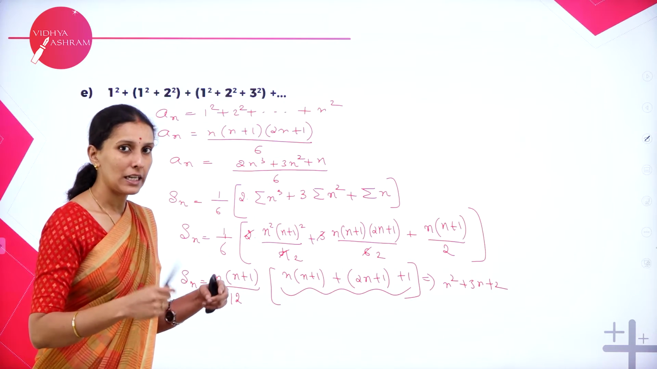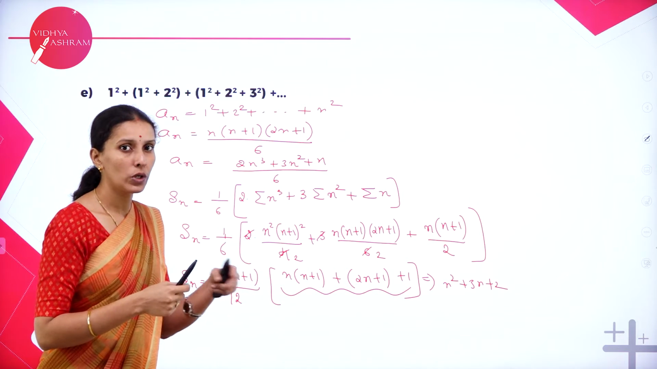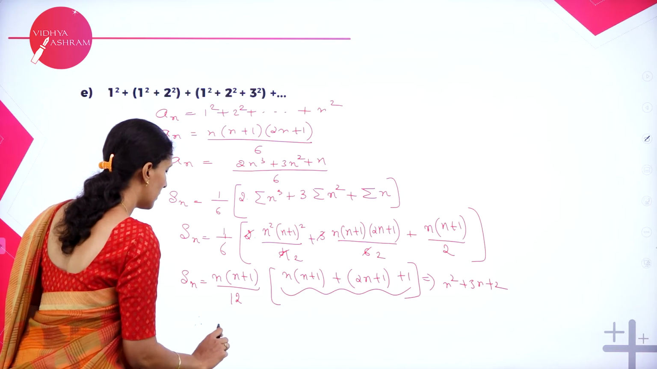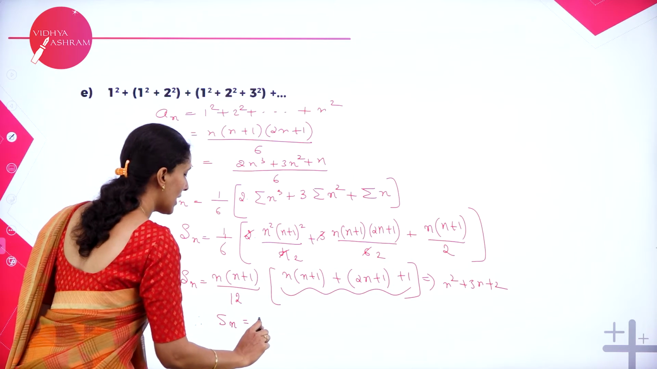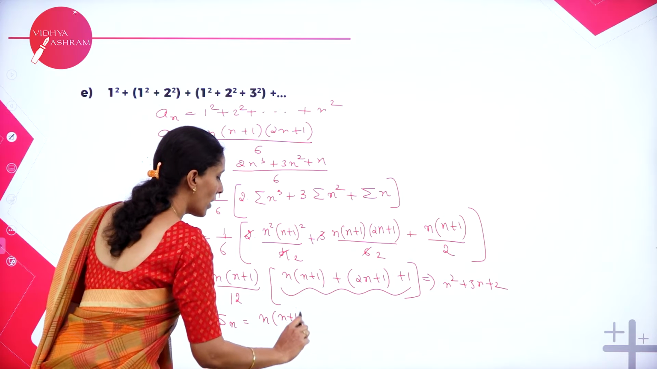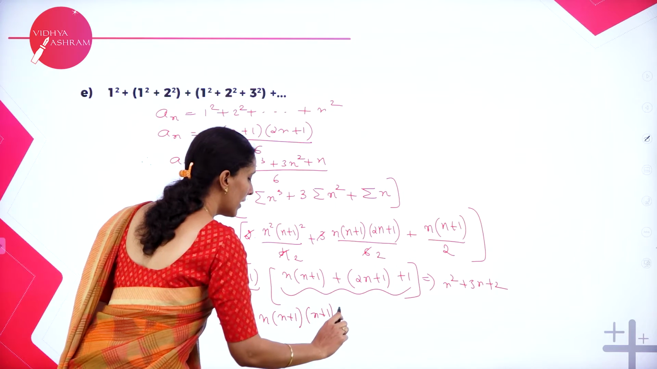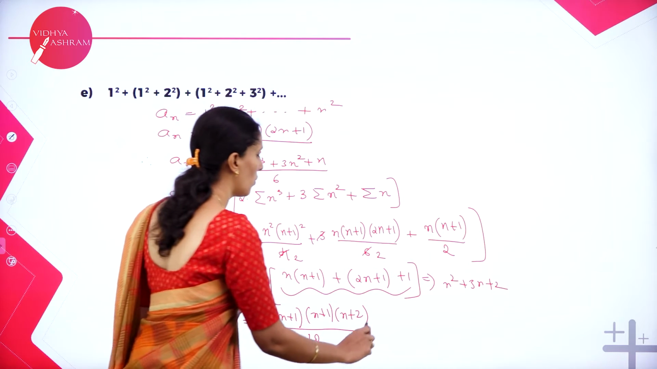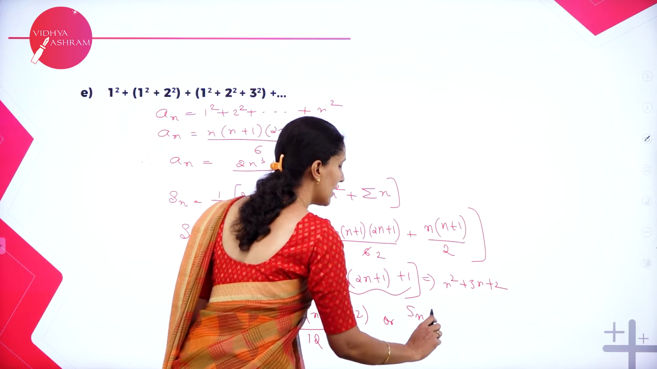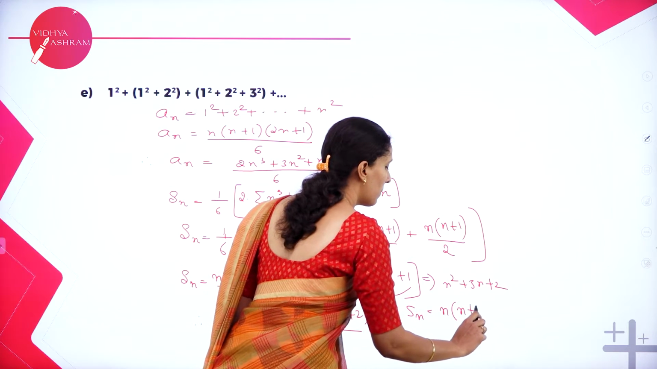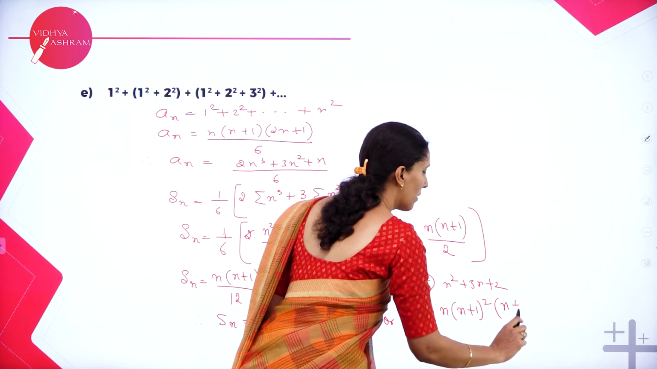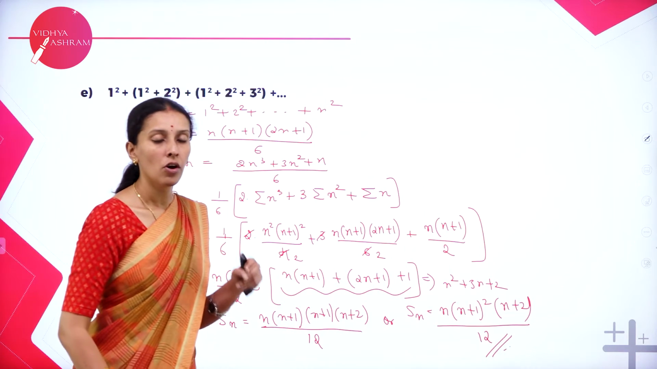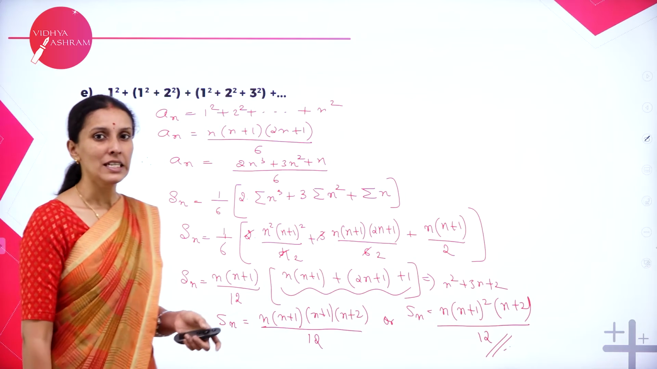But n square plus 3n plus 2 can also be split into two terms as n plus 1 and n plus 2. So therefore, here Sn can be written as n into n plus 1, one more n plus 1 into n plus 2 divided by 12, or we can write this as Sn is equal to n into n plus 1 whole square into n plus 2 divided by 12. So this is the summation of the terms of the given series.